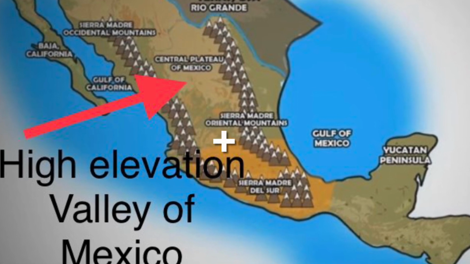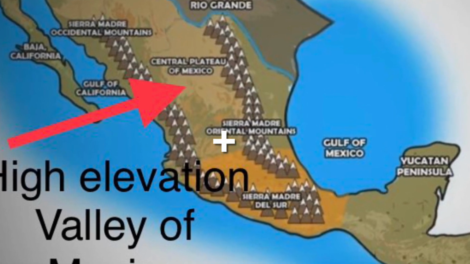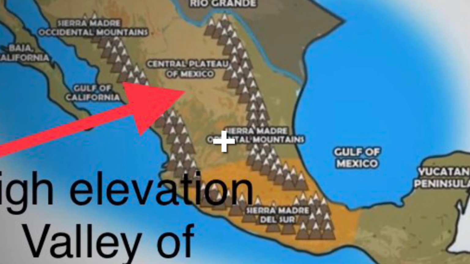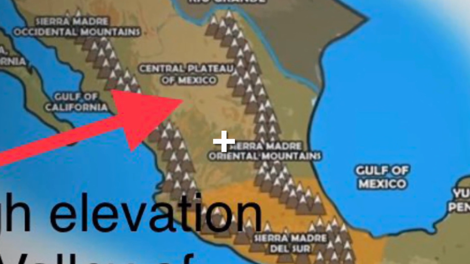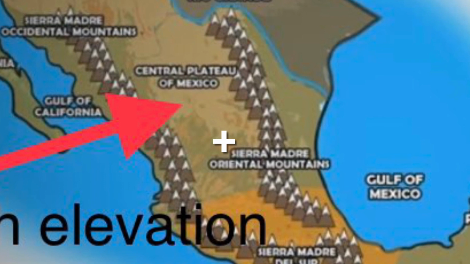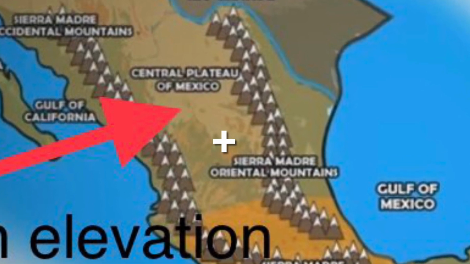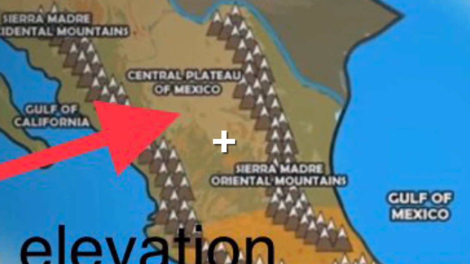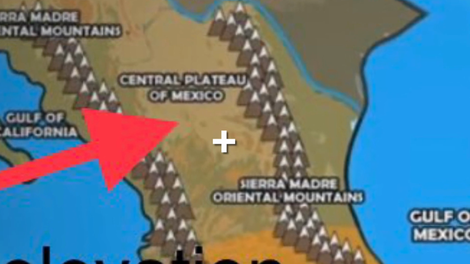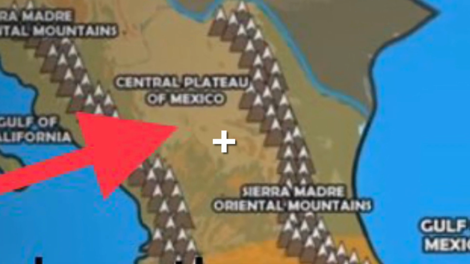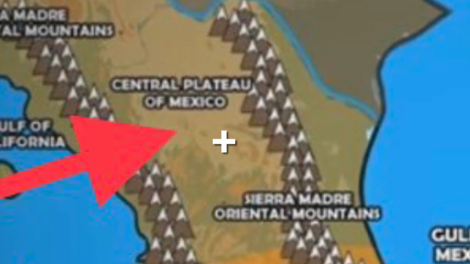In between the two mountain ranges, you have the high elevation Valley of Mexico. Mexico City is located here in the southern part of this great big valley, and Mexico City has an elevation above sea level of about 7,000 feet. That's higher up than the highest peak east of the Mississippi River.